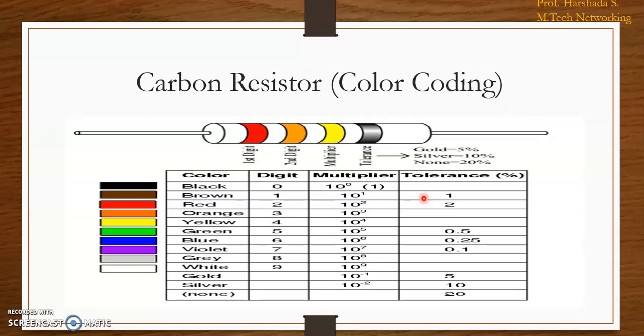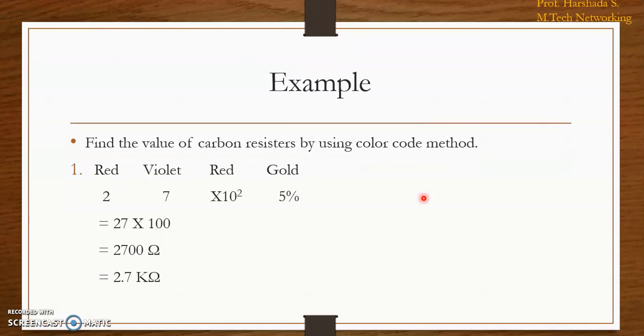Now we move towards the next part: how to solve the color coding, or how to identify the value of your resistor. ठीक है ना? So this is your one example. Find the value of a carbon resistor by using the color code method. The given statement is like this: red, violet, red, again gold. Now we have to find this one is the first digit, this one is the second digit, this one is a multiplier, and this one is a tolerance.